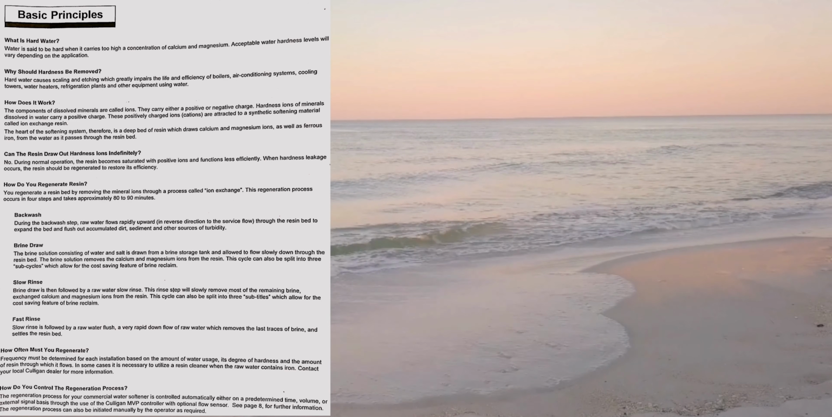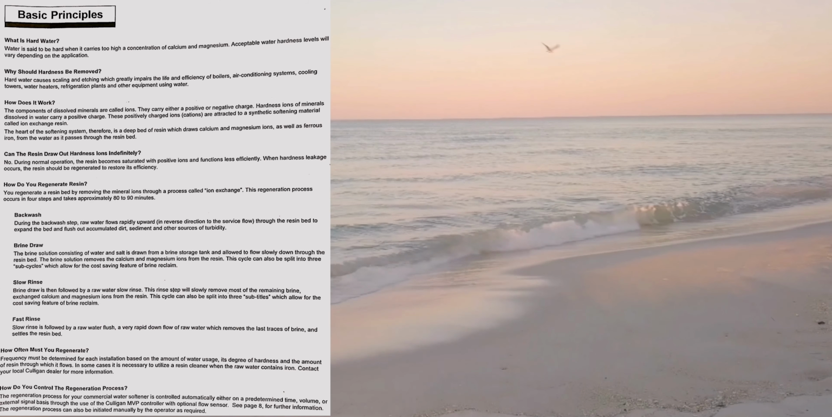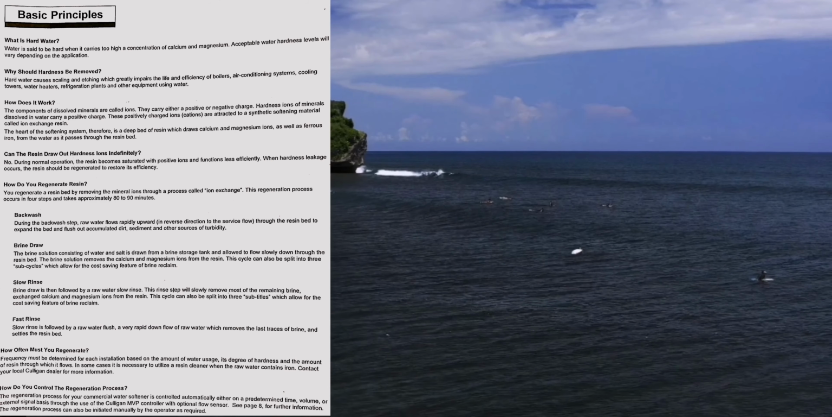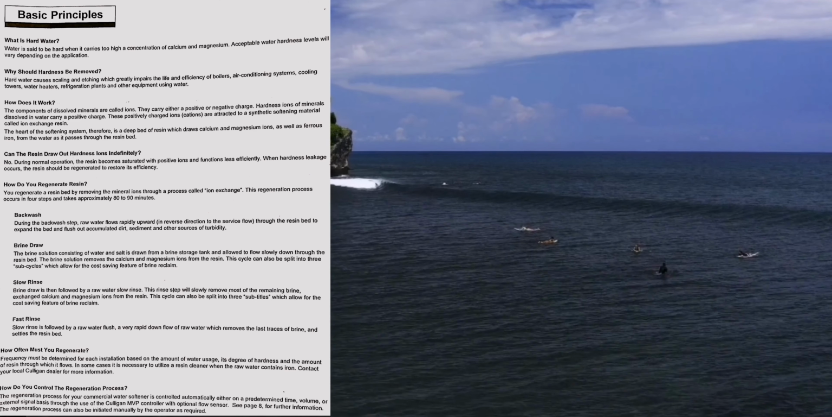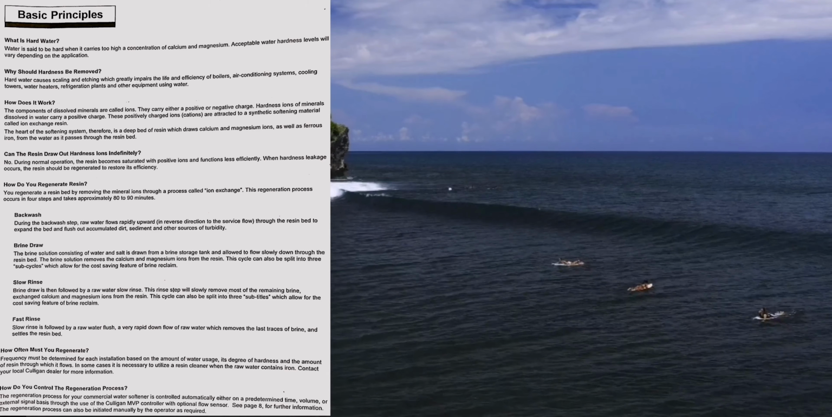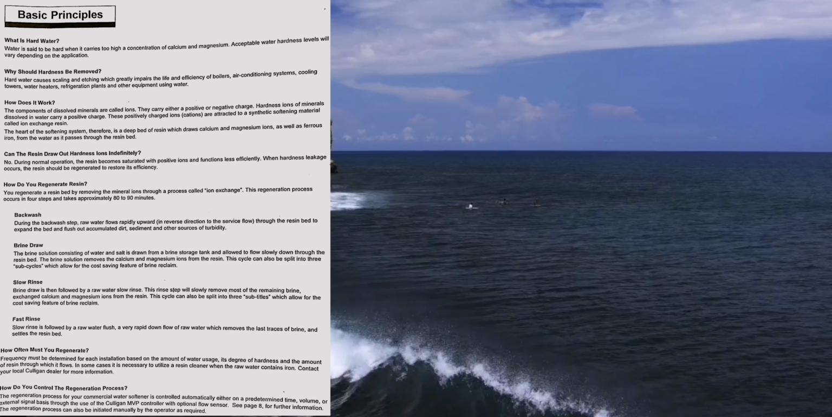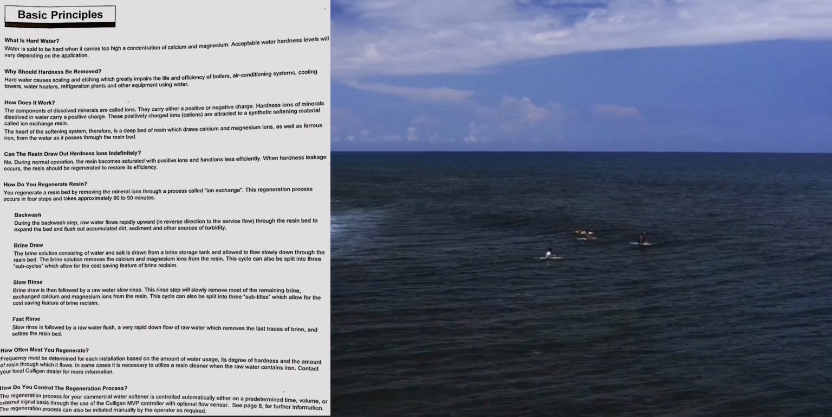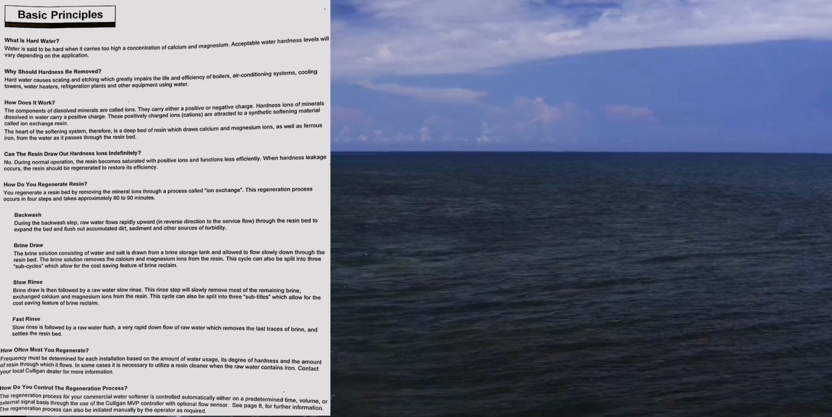Can the resin draw out hardness ions indefinitely? No. During normal operation, the resin becomes saturated with positive ions and functions less efficiently. When hardness leakage occurs, the resin should be regenerated to restore its efficiency. How do you regenerate resin? You regenerate a resin bed by removing the mineral ions through a process called ion exchange. This regeneration process occurs in 4 steps and takes approximately 80 to 90 minutes.